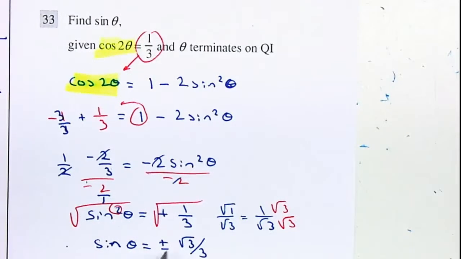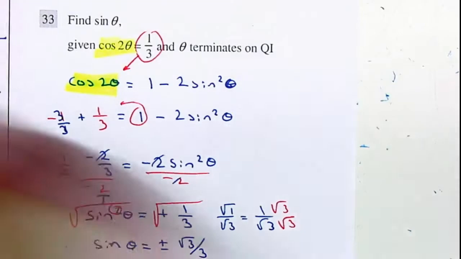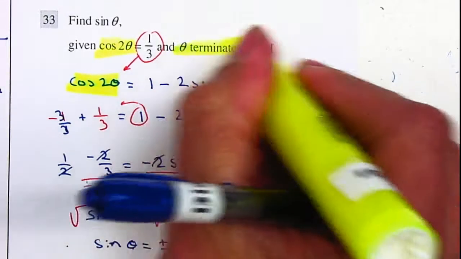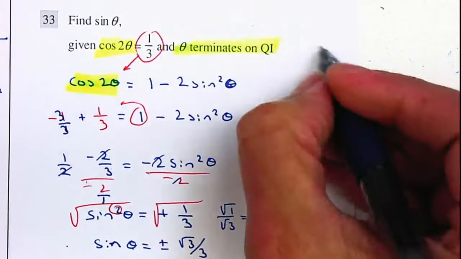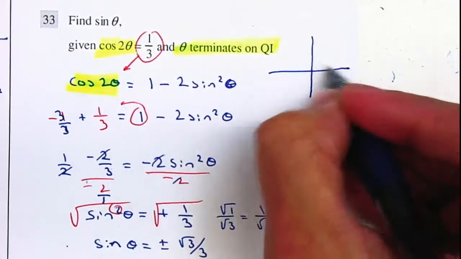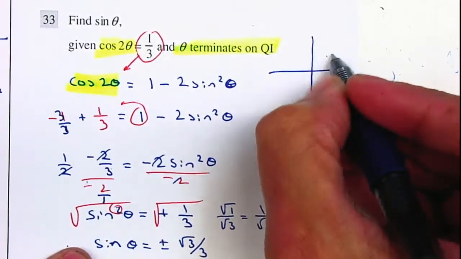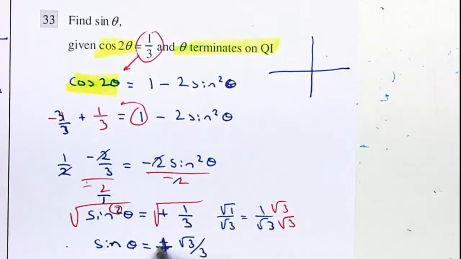But I do need to decide if it's going to be positive or negative. Remember, we're looking for the sine of an angle. And they tell you that the angle terminates in quadrant number 1. So therefore, sine in this quadrant is positive. So you're just going to keep the positive, and that'll be your answer.